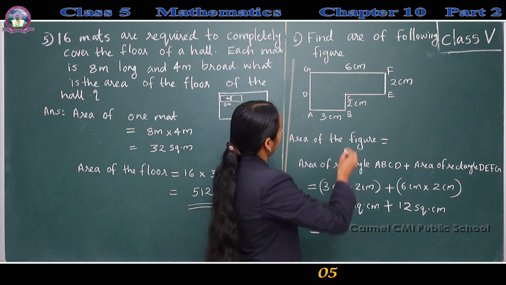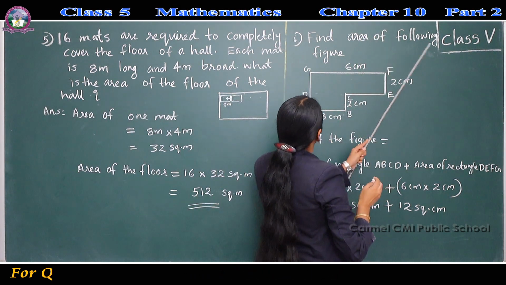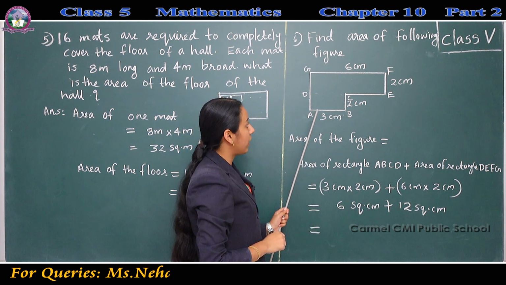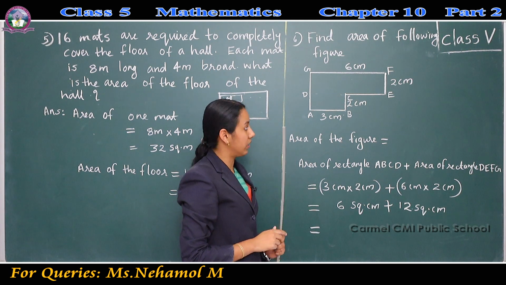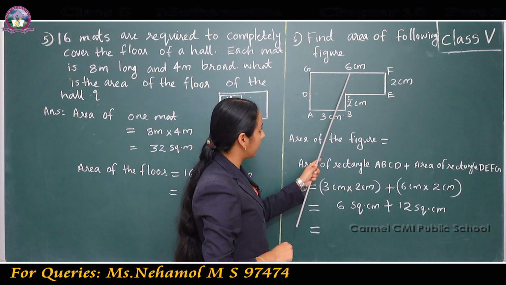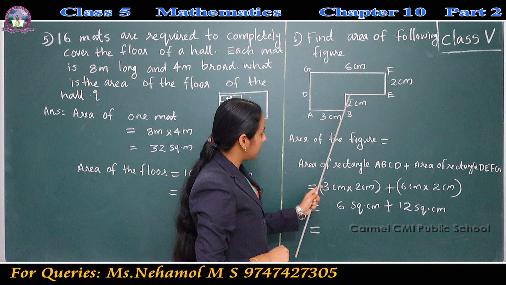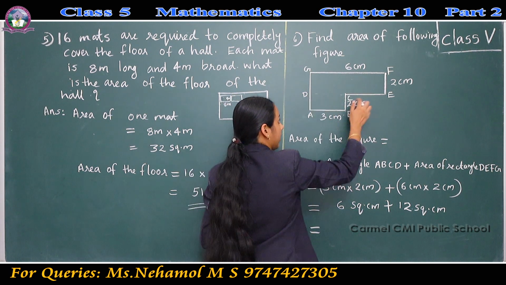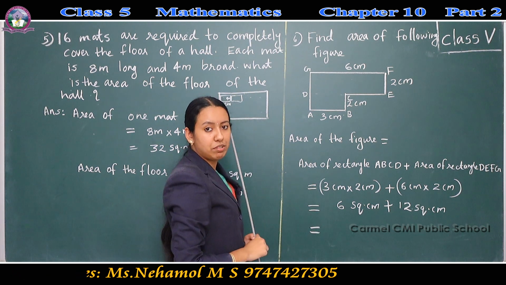Find area of following figure. One irregular figure is given. We have to find area of this figure. Then some measurements are also given: 6 centimeter, 2 centimeter, 2 centimeter, 3 centimeter. We have to find area of this figure. How can we find it?